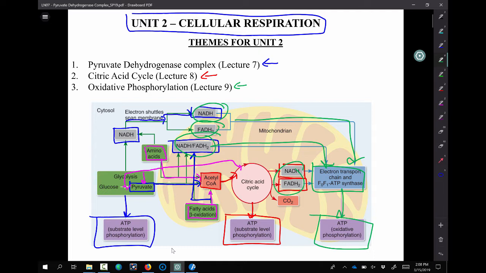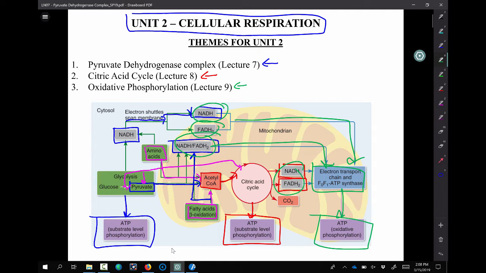Second major phase of cellular respiration is the citric acid cycle, the Krebs cycle. Okay, central metabolic pathway really of every living organism. And then finally, that last phase would be oxidative phosphorylation. Okay. We're going to look at, of course, all 3 of those.